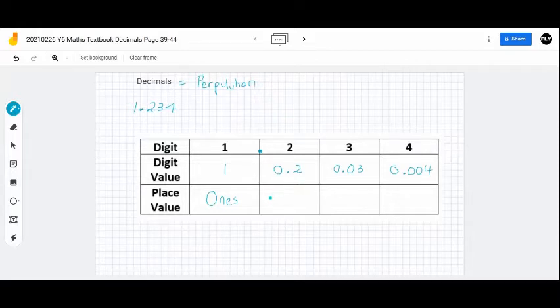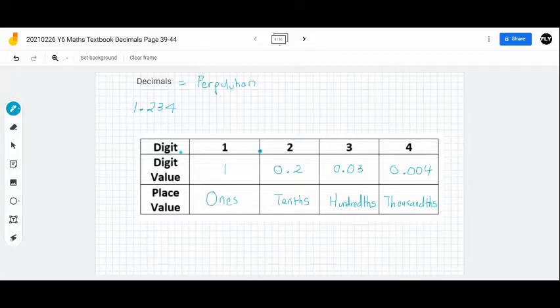Okay, and next, what is the place value of 0.2? 0.2, the place value is tenths, with THS. What about 0.03? 0.03 is hundredths, with THS. What about 4? 0.004 is thousandths, with THS.